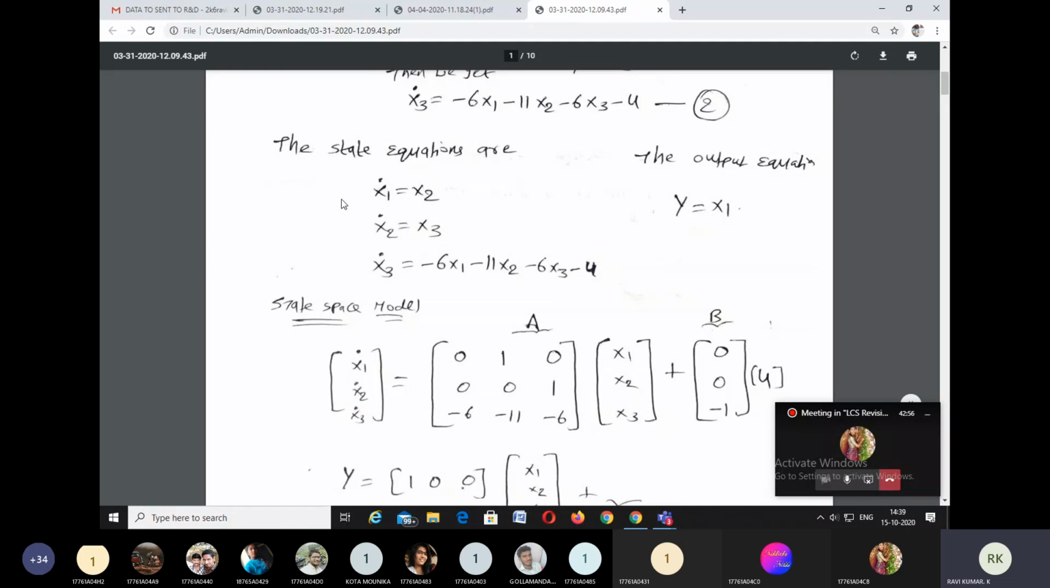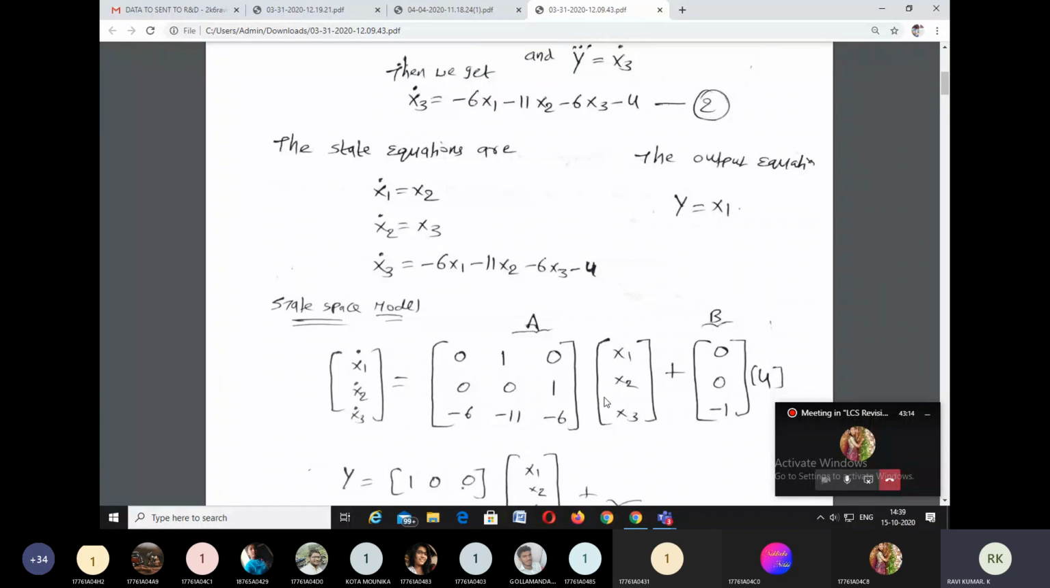Now how do we write this in the standard form? What is the standard form of the state equation? x dot is equal to ax plus bu, where x dot is the vector of x1 dot, x2 dot, x3 dot, and x is the vector of x1, x2, x3, and u is the vector of u1, u2, u3, and so on. So that is x dot is equal to ax plus bu. I have to write it now.